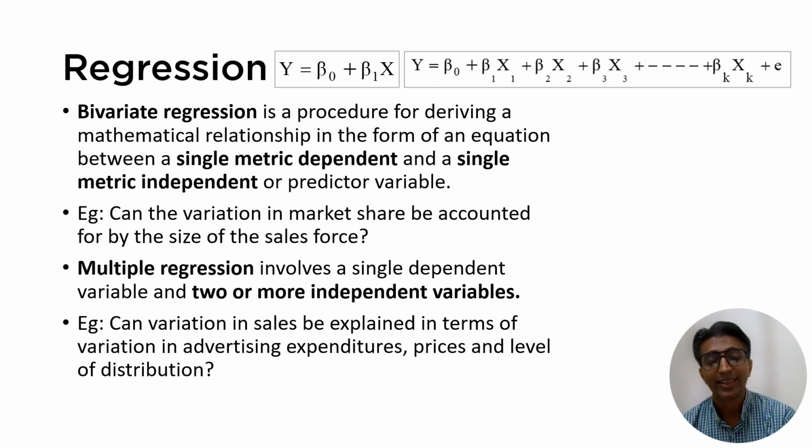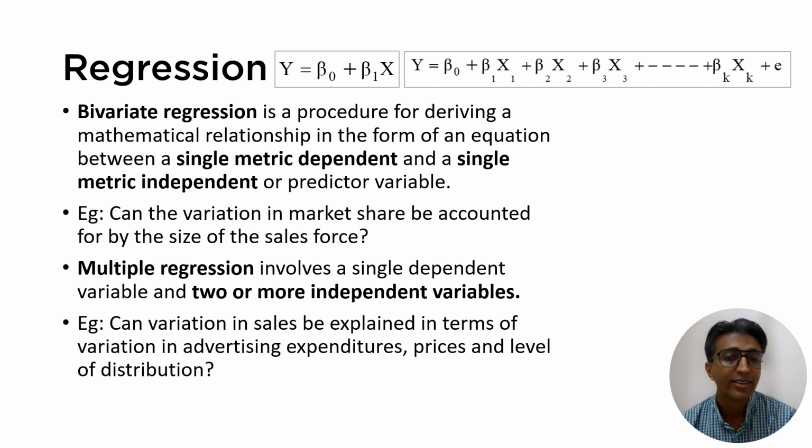The necessary condition for performing regression is that all the variables should be measured on either interval or ratio data. For example, can the variation in market share be accounted for by the size of the sales force? Let me put it into y and x form. Y is my dependent variable, which is market share, and x is my independent variable, which is the size of the sales force. On the contrary, multiple regression involves multiple IVs together.